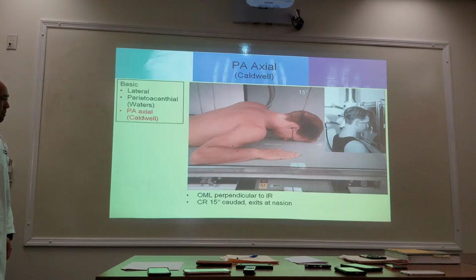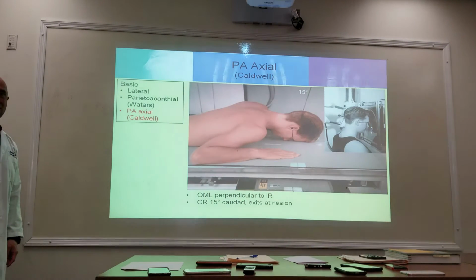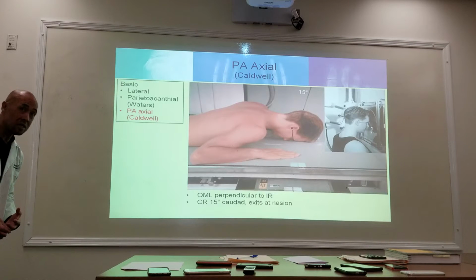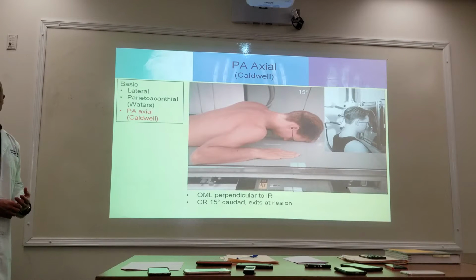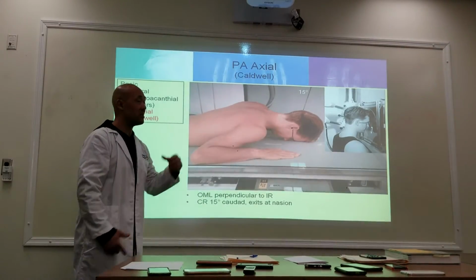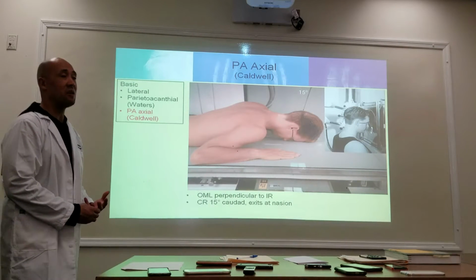What is the degree of angulation if they can't tuck in their chin? Instead of using the OML, let's use the IOML now, perpendicular. What is the degree of angulation there? 37 degrees. Okay? So if they can't do that, you can use the infraorbital line. Same applies: you can use the infraorbital line with a 37-degree angulation towards the feet.